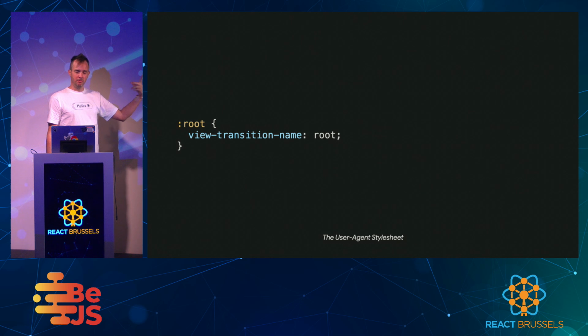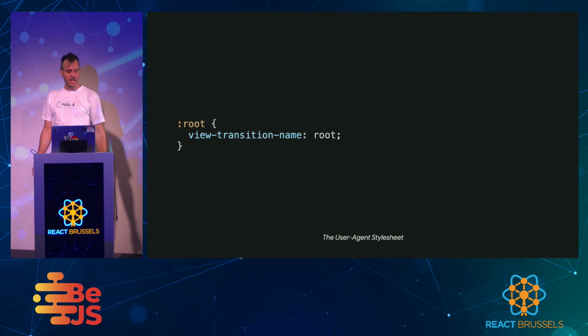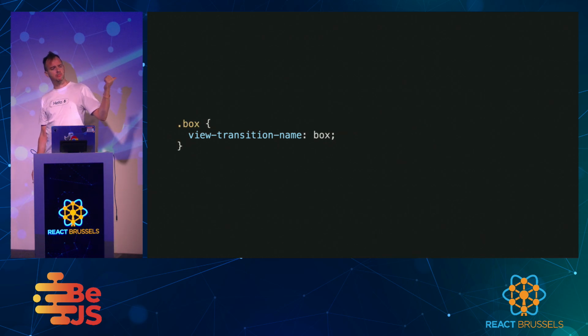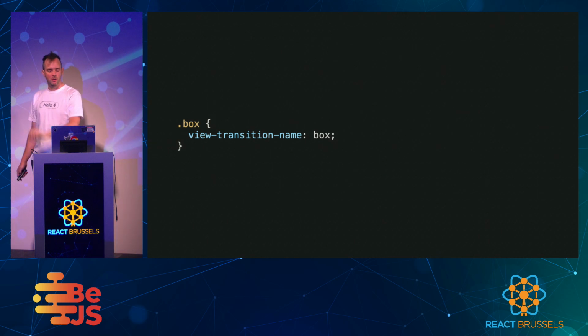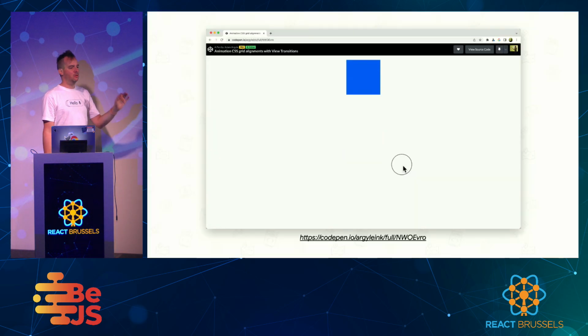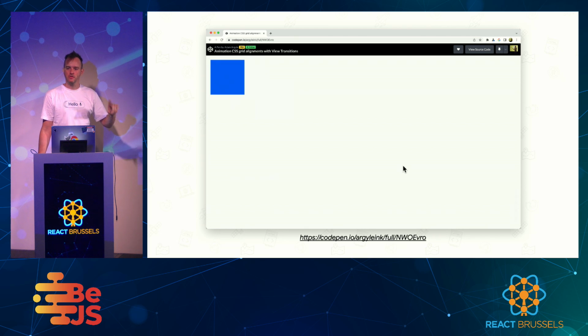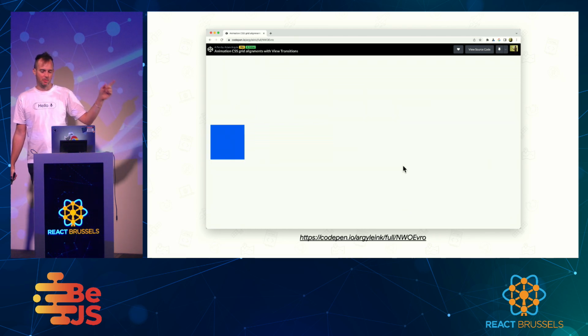So we have this one by default in a UA style sheet. This property is also available to you. You can say, hey, you know what? That little box thing, the blue box there, you also get a view-transition-name. And you give it a unique name. So you can't reuse root because root was already taken. So you have to use box. And just like that, by adding the one declaration, the box moves around as the DOM gets updated, as the properties get updated.